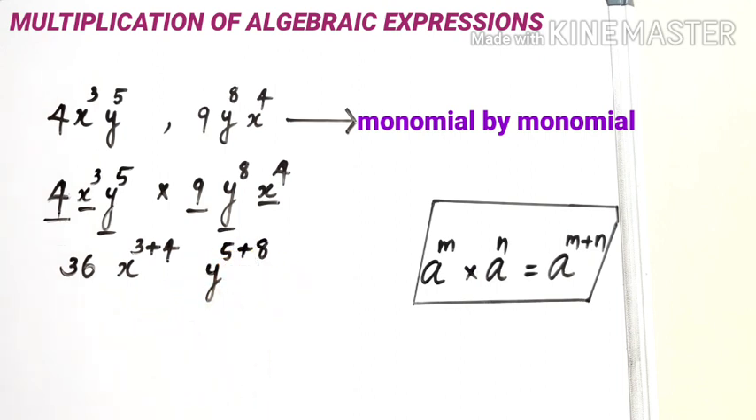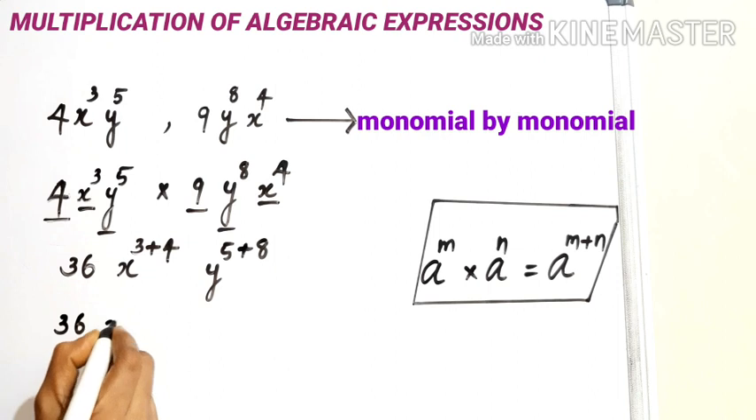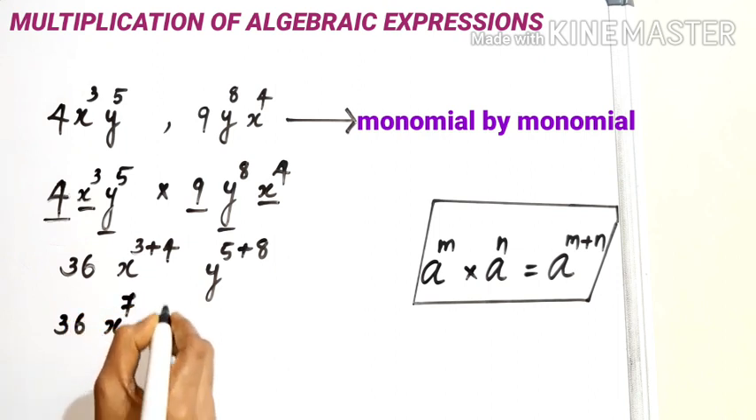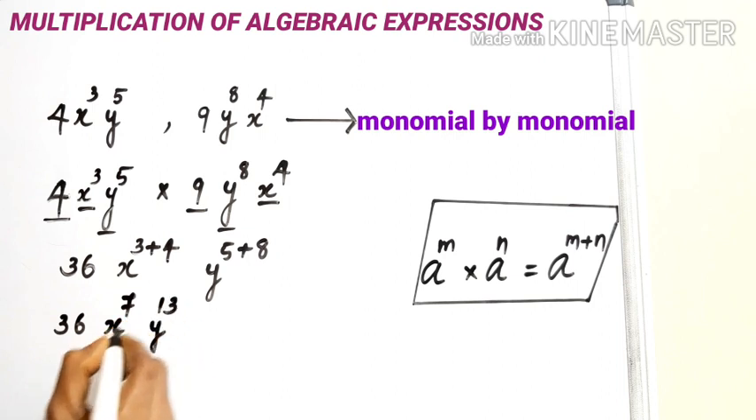Then next step, listen carefully children, 36 x^(3+4), x^7, y^(5+8), y^13. Final answer becomes 36 x^7 y^13.